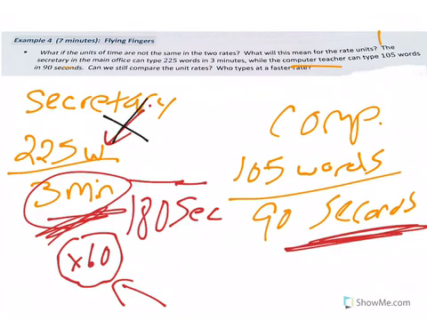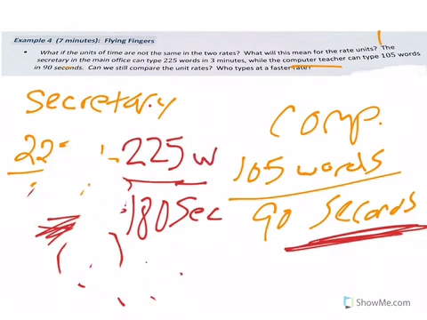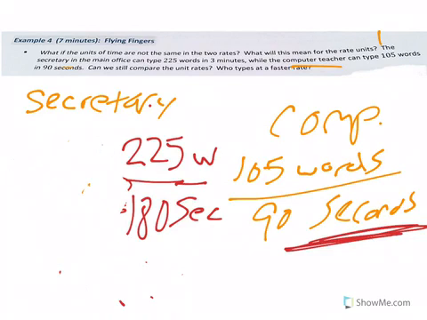Actually, wrong. The reason is we didn't multiply, so it looks like, oh, you did 3 times 60, but 3 minutes is 180 seconds. We didn't change anything. So the secretary still types 225 words per 180 seconds. So it's not like we changed anything, we just changed the unit. We didn't actually change the number. So we've still got a problem here, because here we have 180 seconds, here we have 90 seconds. We don't have the same information.